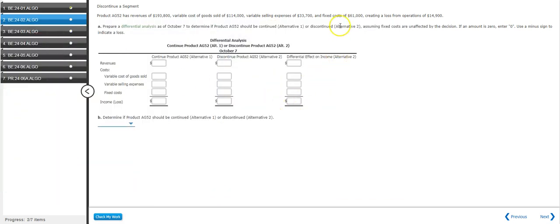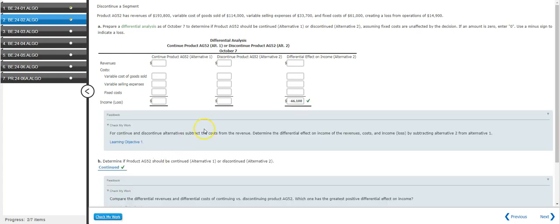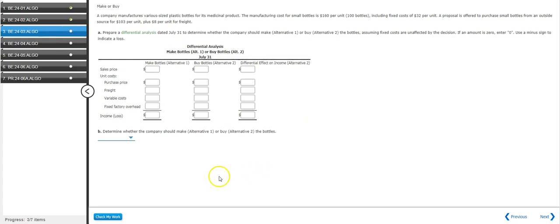So alternative 2 is to discontinue it. We don't want to discontinue it. We want to run the business. So this is going to be entered as a negative number. Determine the product B should be continued, not discontinued. Those two are right. We'll move on to the next one. Give you a second if you want to just stop the video.